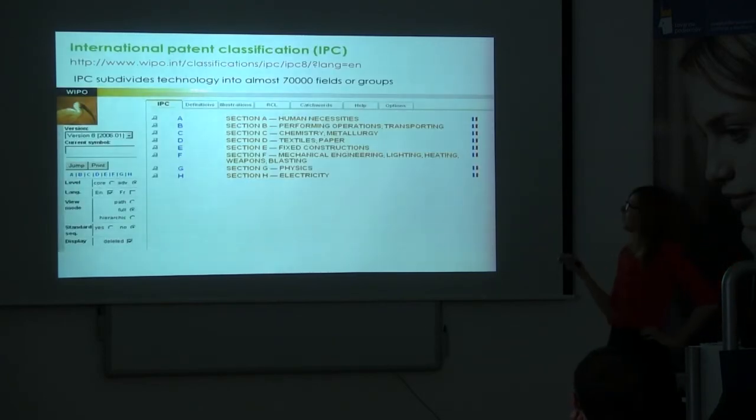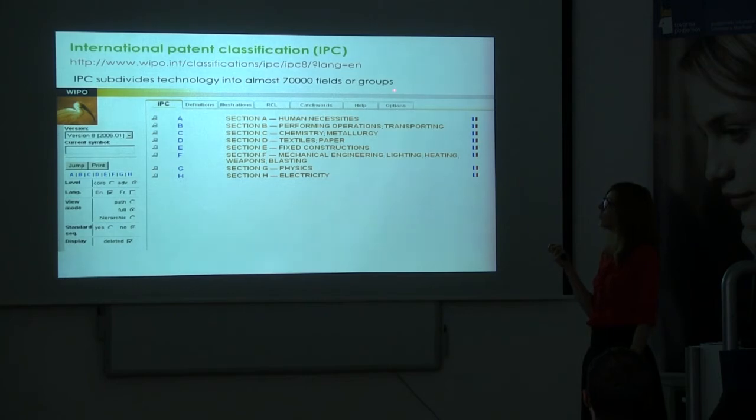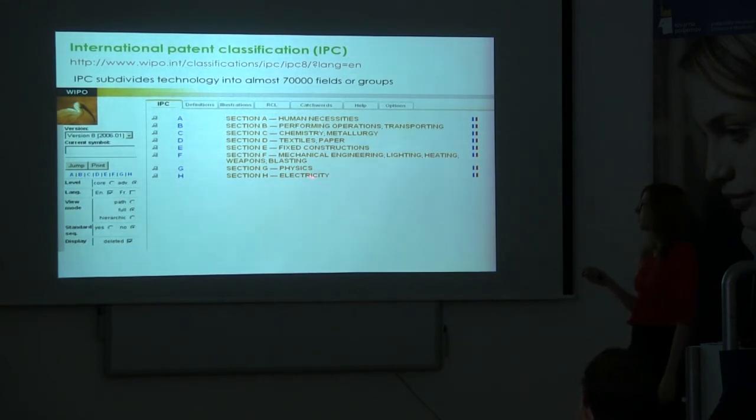And for international patent applications, I gave you the link. I don't think you have the presentations, but we're going to leave them, so I'm sure you will get them by email or something. So I gave you the link if you want to search through it. These are the main groups, and you can click on it, and then you get the whole tree of groups and subgroups, and you can really find what you're looking for.